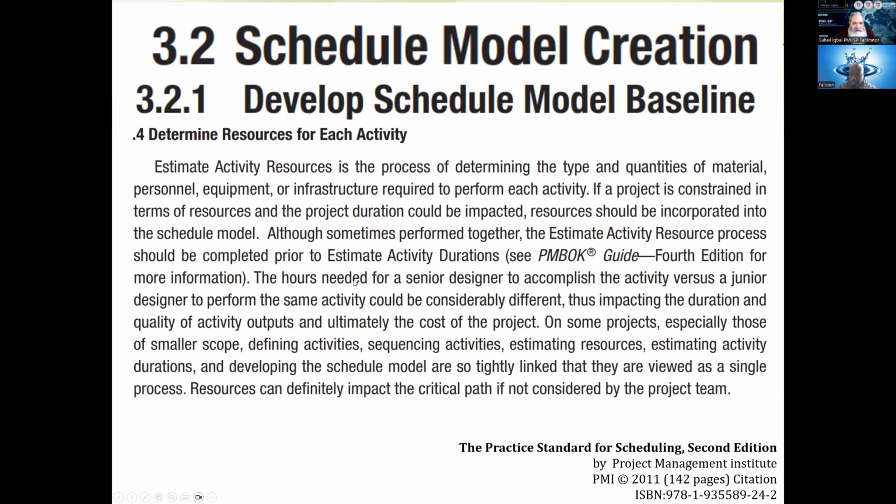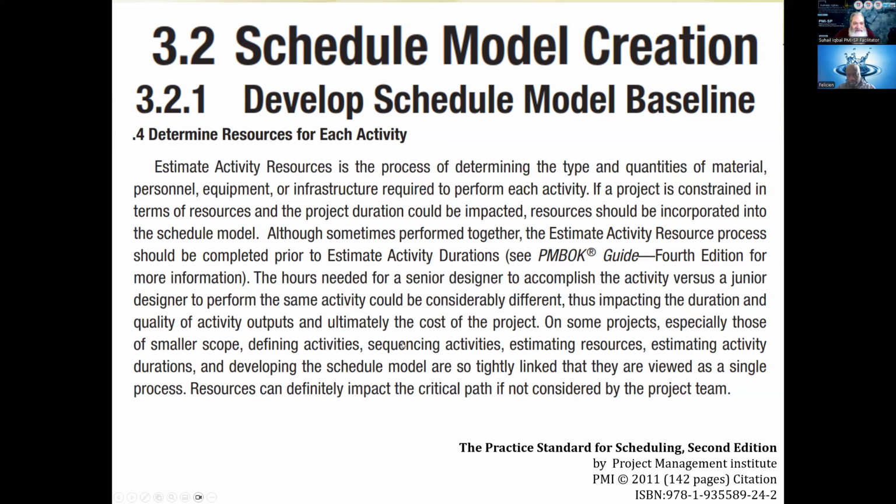This is just an example. The hours needed for a senior designer to accomplish an activity versus a junior designer performing the same activity could be considerably different. An experienced person, a class 1 carpenter and a class 3 carpenter, their performance is not going to be the same. So you have to specify what grade of carpentry you require. A junior level person may have a slower pace and lesser progress, so that must be considered while you are estimating the resources.